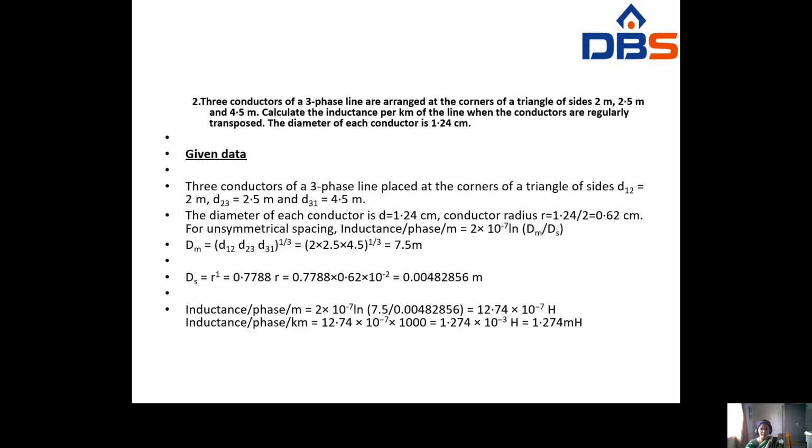At that time you have to multiply with 1000. So the inductance per phase per kilometer is equal to 12.74 into 10 to the power of minus 7 into 1000, which gives 1.274 into 10 to the power of minus 3 henries. Finally you get 1.274 millihenries. This is the value of the inductance per phase per kilometer.